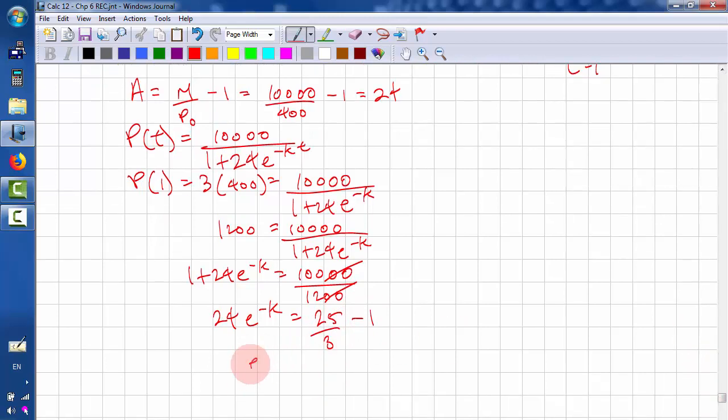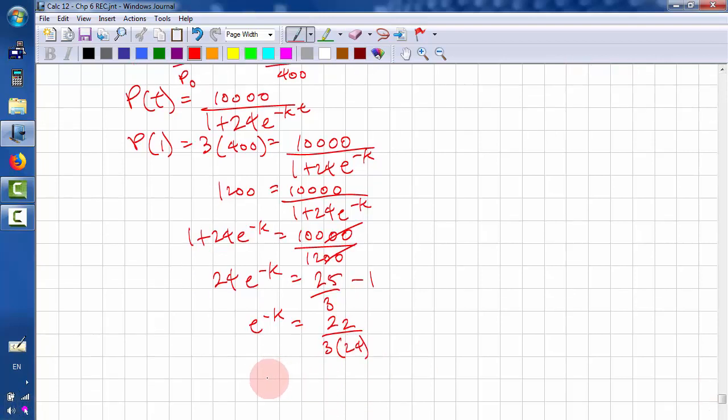Divide both sides by 24, e to the minus k equals 22 over 3, and then we have another 24 in the denominator. Take the ln of both sides, minus k equals ln, and we can simplify this to 11 over 12, so we have 11 over 36. And we can flip this over because of the negative sign. K equals ln 36 over 11.